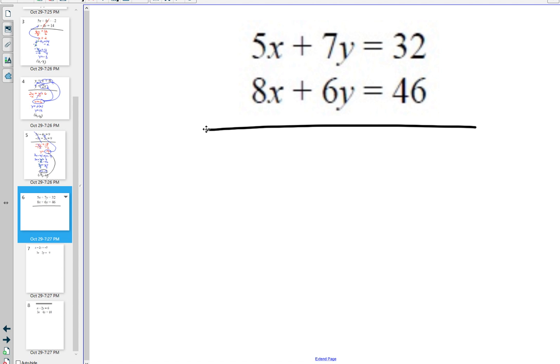So, Lily, if you want to get rid of the x's, what number would they meet at? What's the least common multiple? 40. Good. If you wanted to get rid of the y's, which number would they meet at?